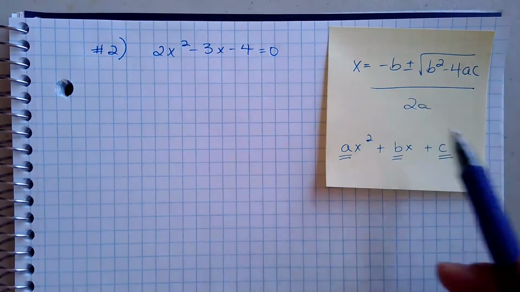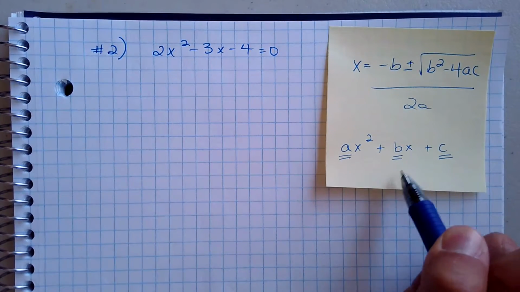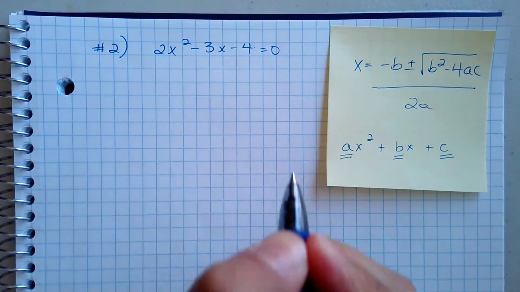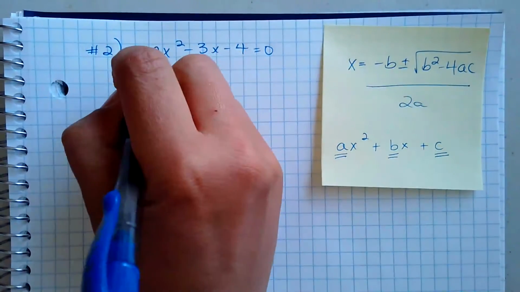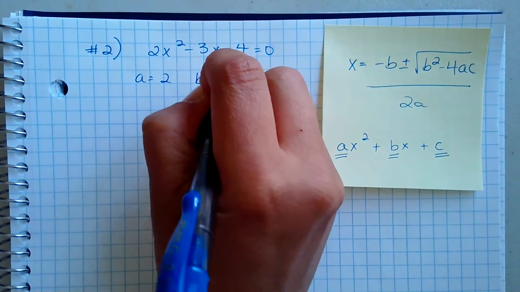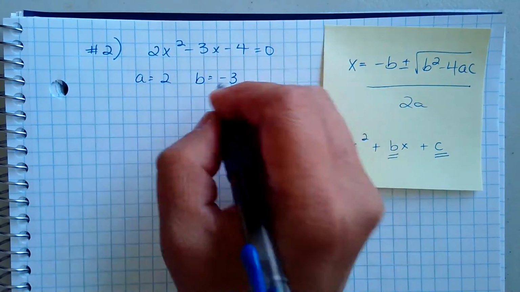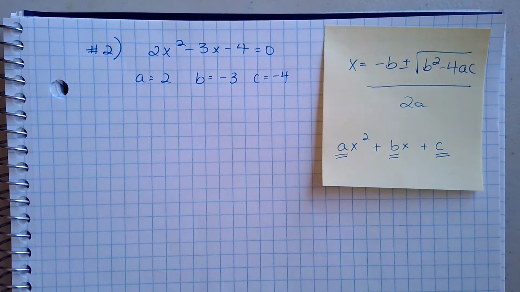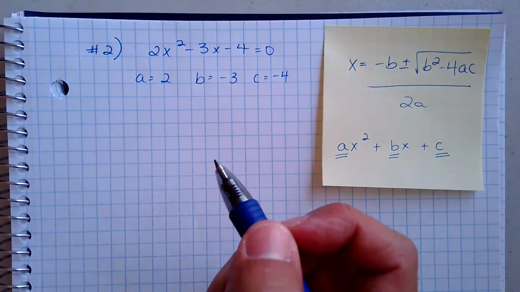So we're using the same formula, same setup, okay? So if I identify my A, B, and C, A equals 2, B equals -3, be careful of that, and C equals -4. Okay, so we've got some negatives. This looks like a little more complicated of a problem. We're going to have to play around with this a bit, okay?